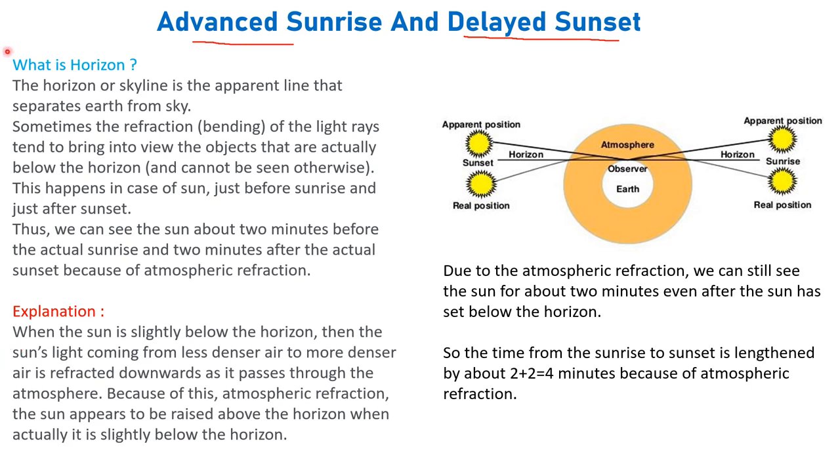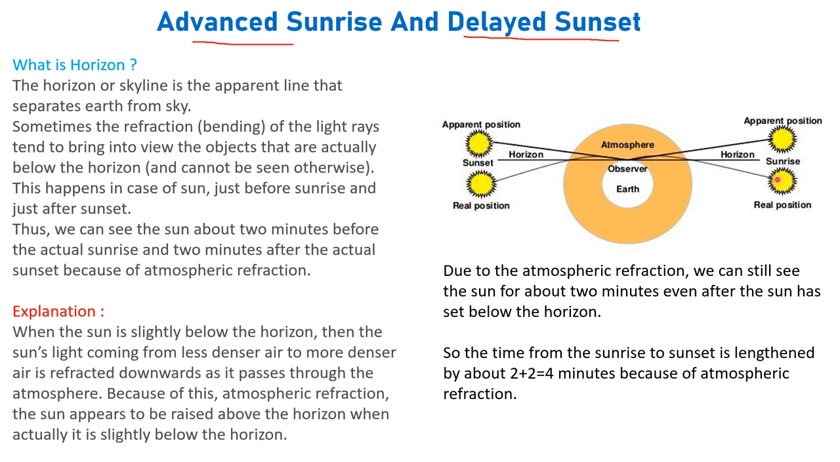Here, the horizon or the skyline is the apparent line that separates Earth from sky. It is this line where it seems that the sky and the Earth are meeting, right? This type of phenomenon you can see when you are standing near the seashore during the sunrise and the sunset. So what happened at the horizon?